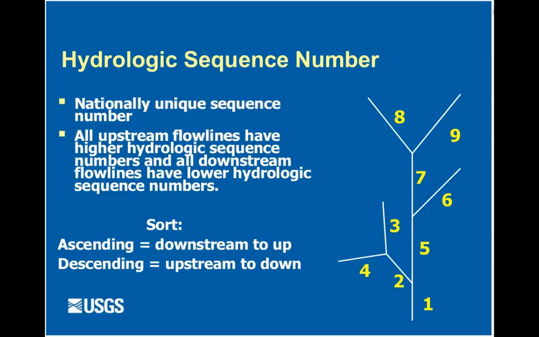The one really useful aspect of hydro sequence numbers is that if you sort them in descending order, you can walk through the entire network and do some process like computing drainage area. And wherever you are in the network, you will already have processed everything upstream of you. And all you have to do is add up the upstream areas. So this means you can do processing like this in a single pass through the entire network. And that makes the processing very efficient.